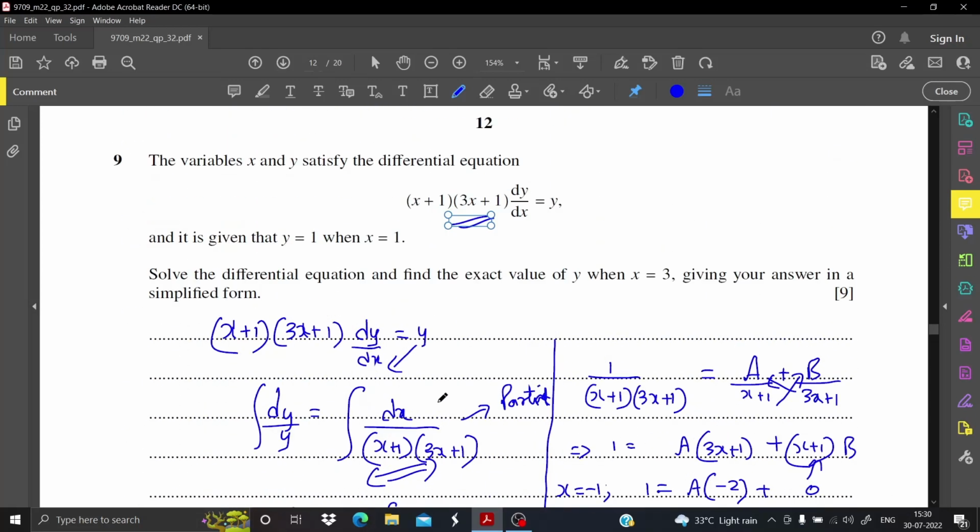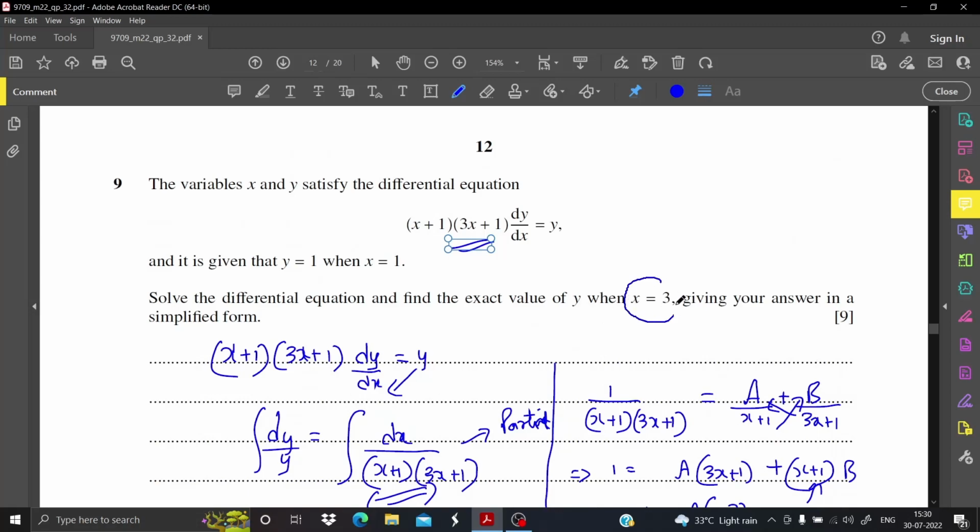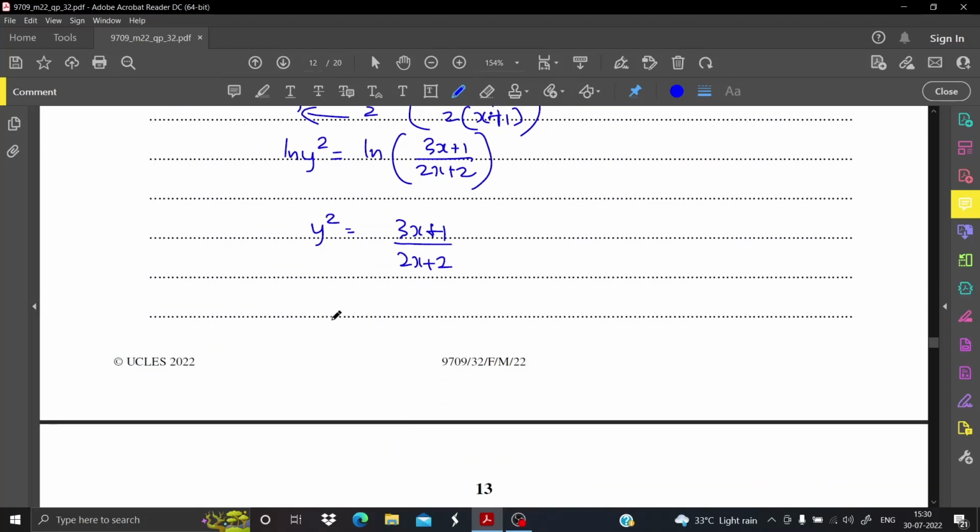The problem is not yet over. It's asking to find the value of y when x is 3. So substitute the x value 3 here. So 3 into 3 is 9, 9 plus 1, 10. 2 into 3 is 6, 6 plus 2 is 8. So that is 5 by 4. Therefore, the y value is root of 5 by 4, or simply root 5 by 2.